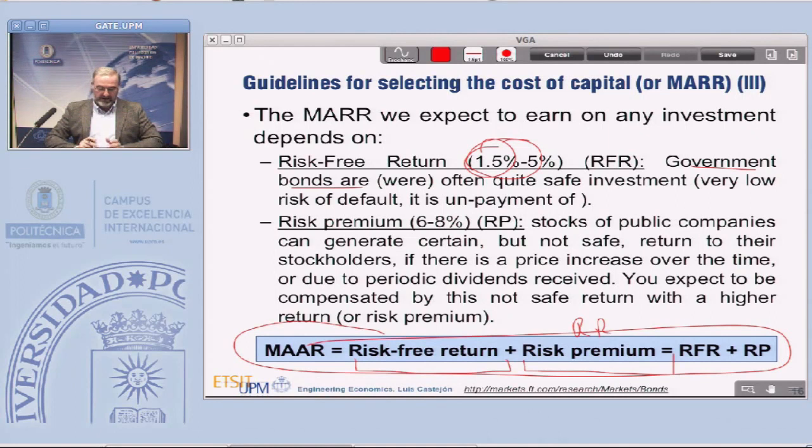And then the risk premium is a premium you want to earn in the case of investing in riskier assets, like we have been talking. I've been talking about the stock of public companies that can generate certain, but not safe, return to their shareholders. So this risk premium can be around 6-8%, and then the required rate of return is the risk-free return plus the risk premium. This is the formula, RFR plus RP.